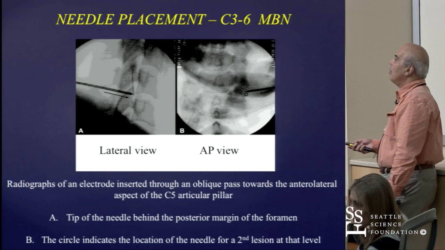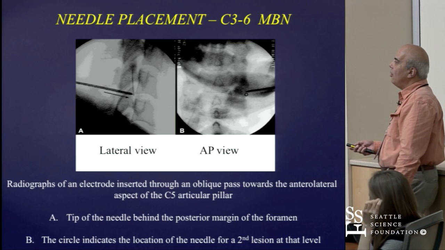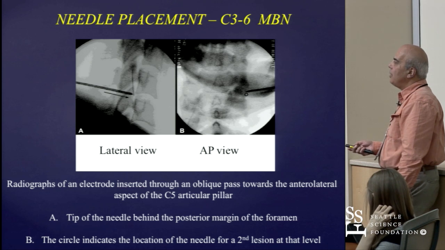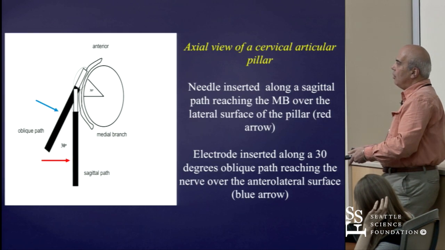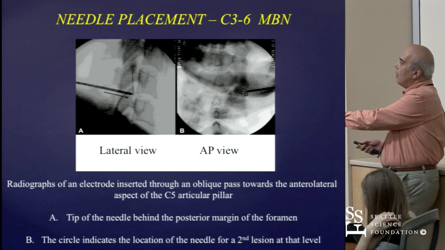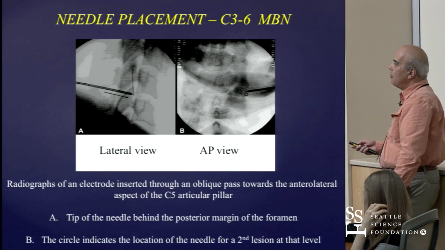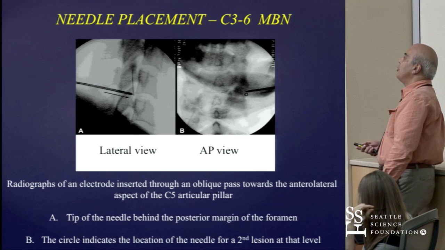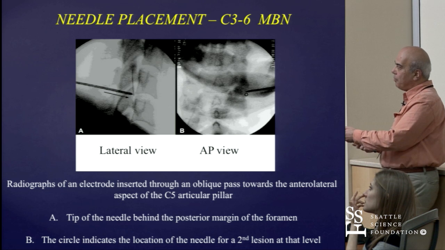These are radiographs of needle placement for the C3 to C6 medial branch nerve blocks. These needles have been placed using an oblique pass. Again, I remind you the oblique pass is this one over here. You can see the way that the tip of the needle lies behind the posterior margin of the foramen at that particular level. And the circle over here in the second image indicates the location of the needle for a second burning lesion at that particular level.